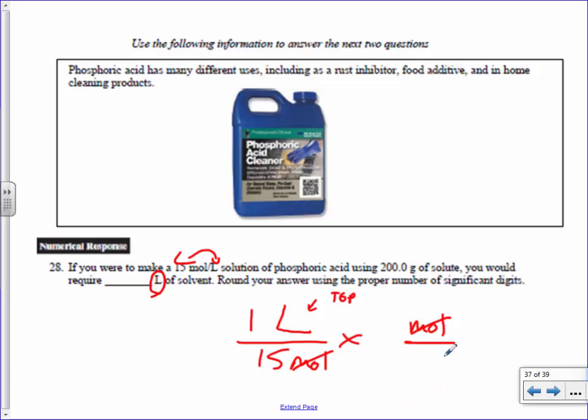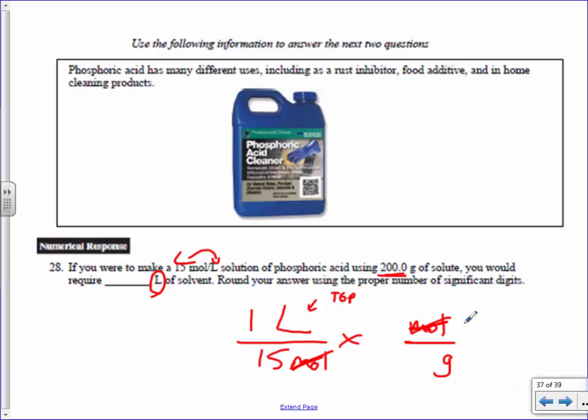I have to put something on the bottom though. I can't just write moles up top unless I have a moles number. So fortunately though, we can use moles and grams. I can find a molar mass. And I can maybe use that, because now that will cancel out the moles. The problem now I have though is that grams is on the bottom. I don't want grams on the bottom.